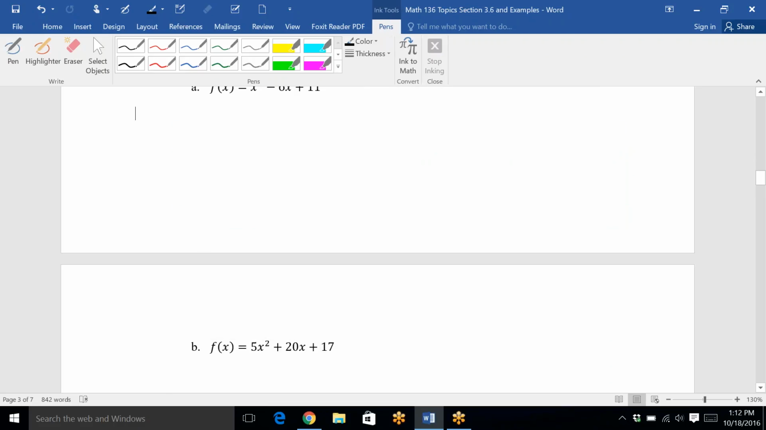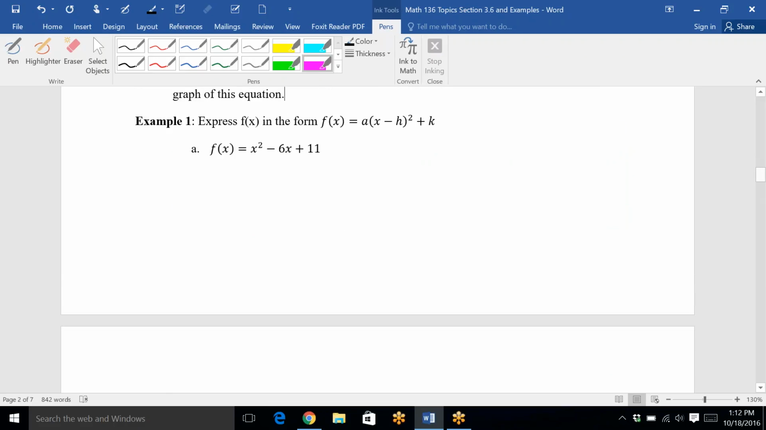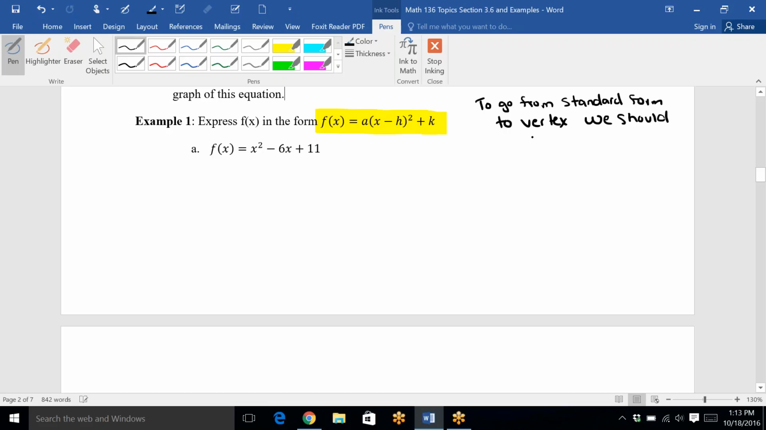So then let's look at this very first one here. So we want to put this in the form f of x equals a times (x minus h) squared plus k. To go from standard form to vertex, we should complete the square.